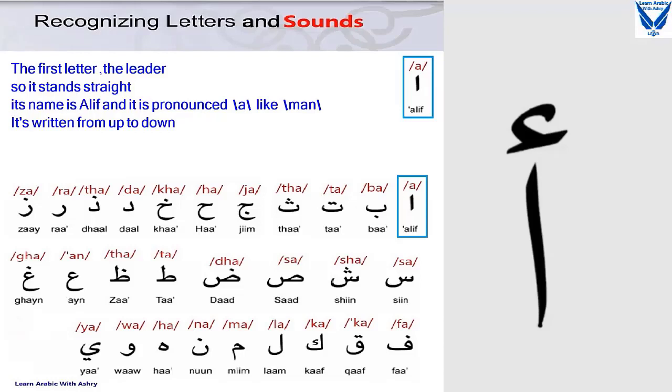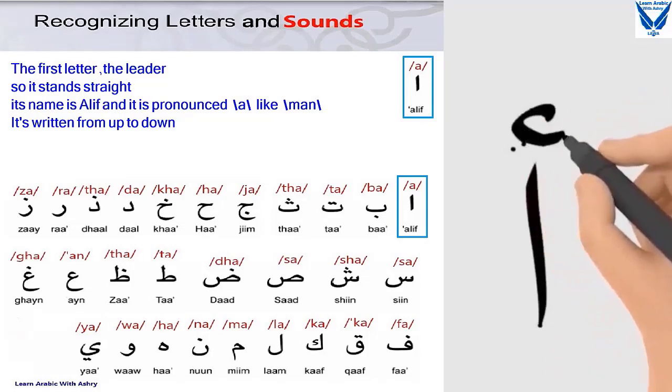Alif, the first letter, the leader, so it stands straight. Its name is Alif and it is pronounced like man. It is written from up to down and then put Hamza.